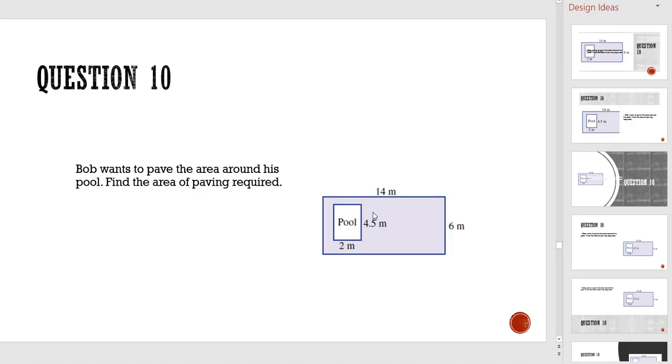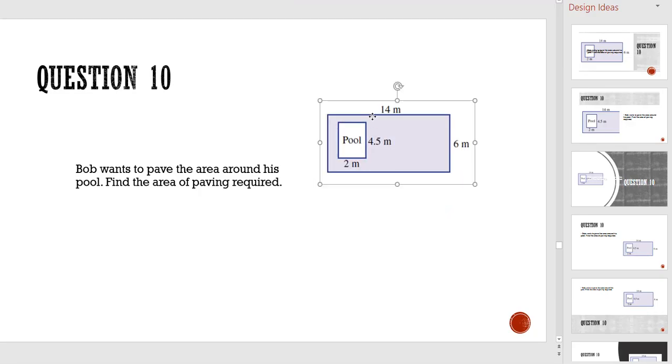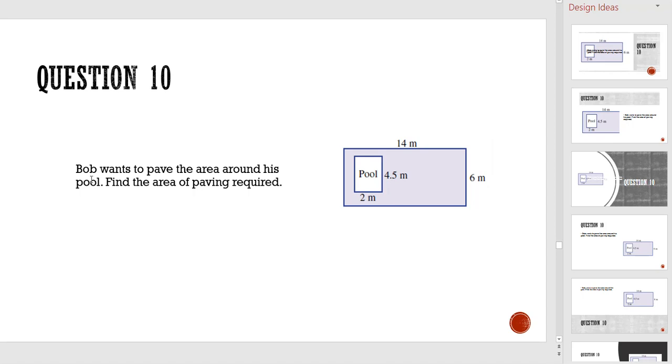Okay, our last question for this session is an application. It's got a diagram. So Bob wants to pave the area around his pool. Find the area of paving required. Just to make sure you understand, this pool here, we can see it's a rectangle. It's that white rectangle. And then around it is another rectangle, and he wants to pave this area. So the shaded area is what we're trying to find.